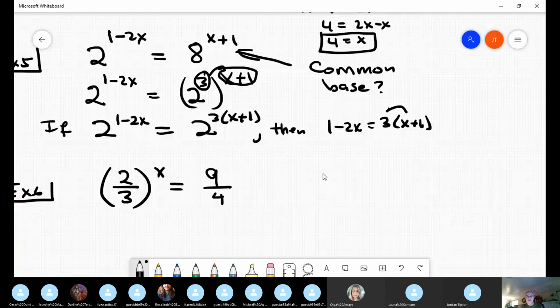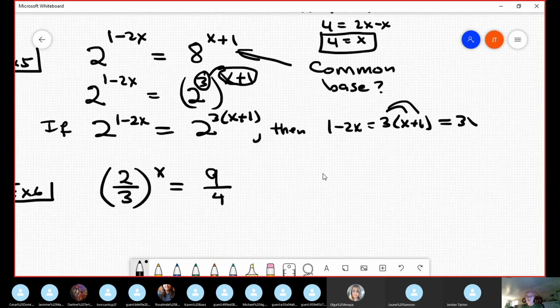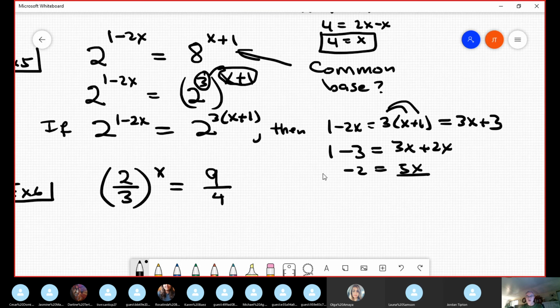So, distribute the property to remove parenthesis: 3x plus 3. I try to combine like terms. So 1 stays, minus 3 I move to the left, 3x stays on the right, plus 2x I move to the right, and this is negative 2, and this is 5x. Divided by 5 both sides. The answer is x equal to minus 2/5. And this is the final. Super, eh? Easy.